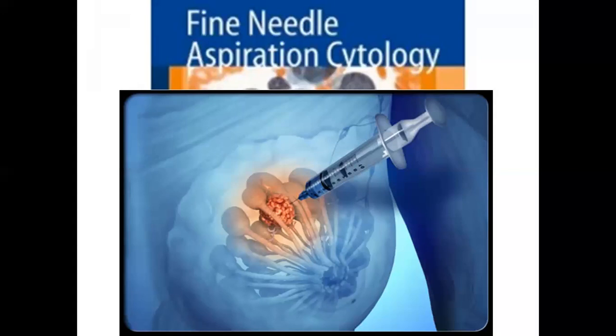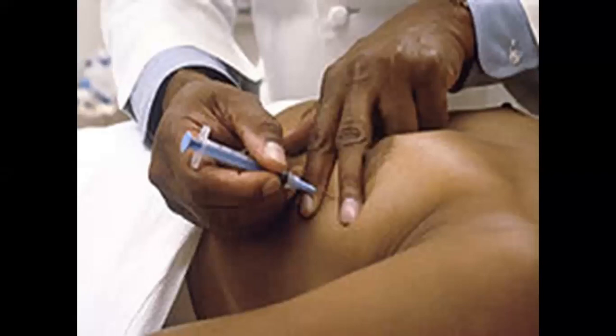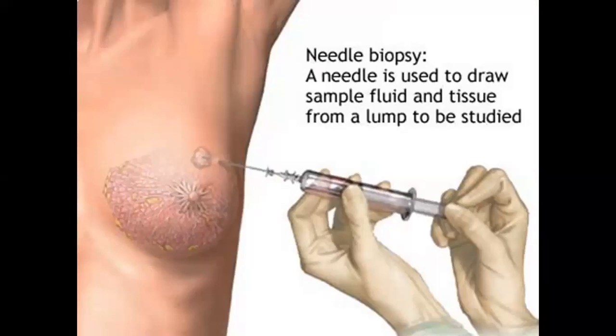So mammogram, and then the other is fine needle aspiration. Fine needle aspiration is routinely done in our department, in our FNA clinic, and we get around five or six patients daily with breast cancer, and many others with benign breast diseases. This is how we are going to take the sample. It is also called fine needle aspiration cytology.